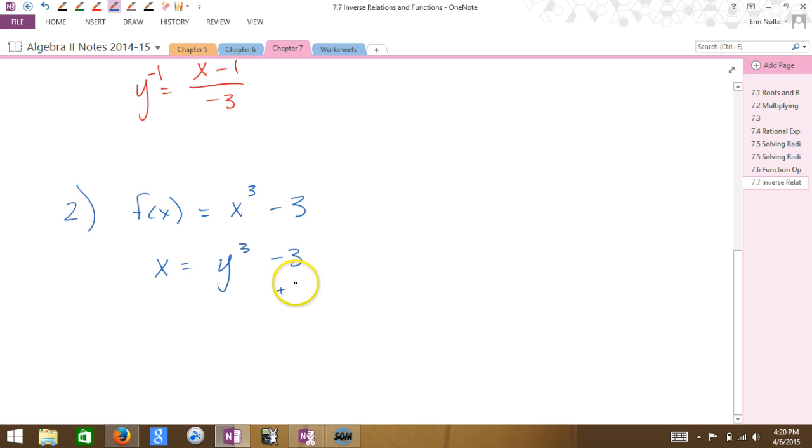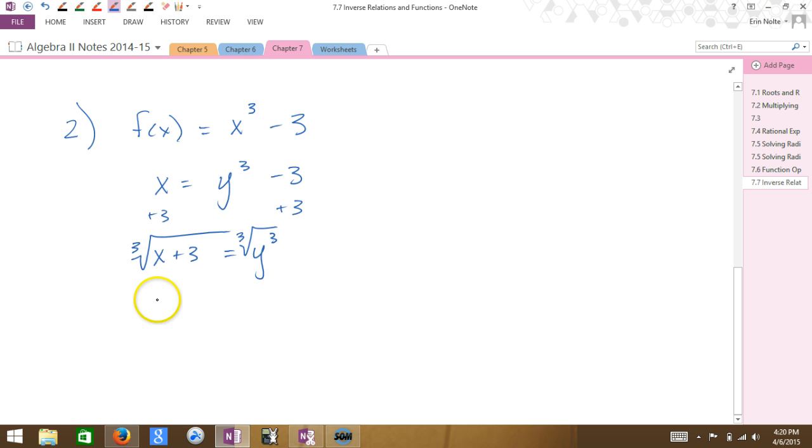So I'd add 3 to both sides, so that gives me x plus 3 is equal to y cubed. Now how do I get rid of a cube? You cube root both sides. So my inverse, notice I'm now going to use the notation they started with, the inverse function is the cube root of x plus 3. Okay, so let's go ahead and do one more, make sure we totally got this.